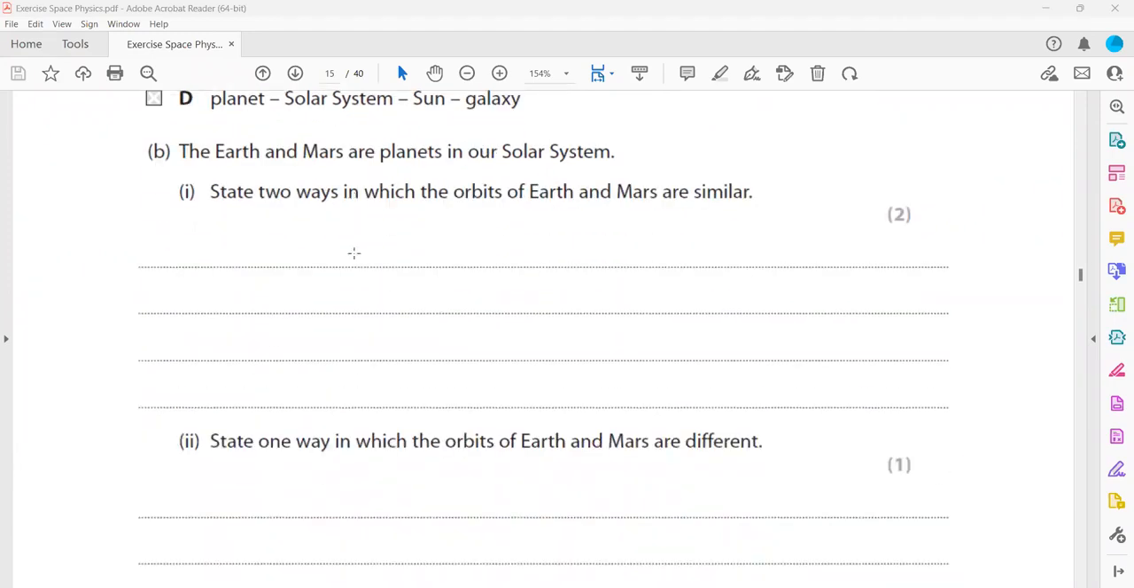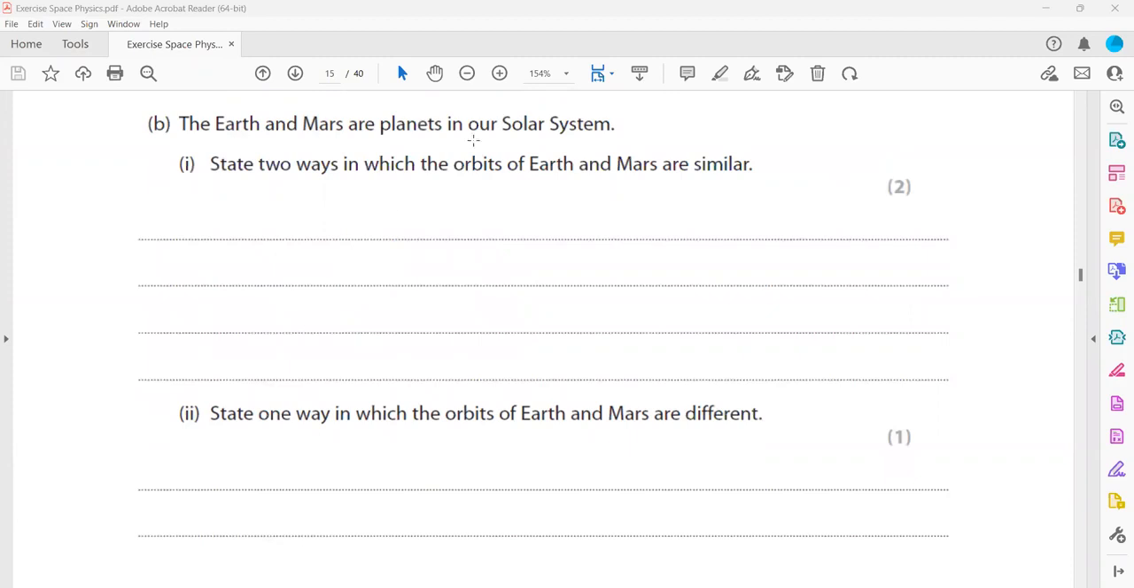In part B, the Earth and the Mars are the planets in our solar system. State two ways in which the orbit of the Earth and Mars are similar. Like what are the similarities in the orbit?